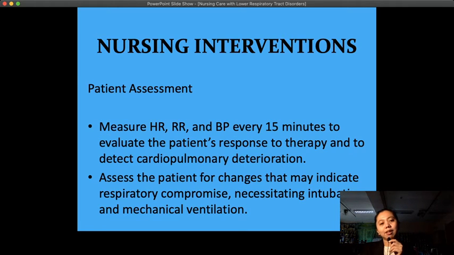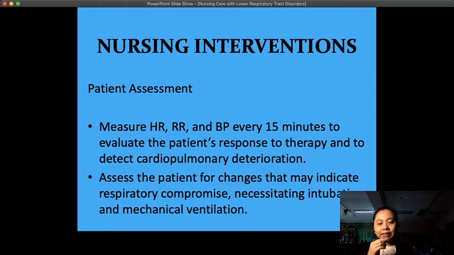All right. So patient assessment. Measure heart rate, respiratory rate, blood pressure every 15 minutes to evaluate the patient's response to therapy and to detect cardiopulmonary deterioration. Because class, it happens so fast, no? If there is deterioration, you just leave the ward for 15 minutes. Okay? When you come back, the patient has already deteriorated. That's why you have to check the vital signs every 15 minutes.